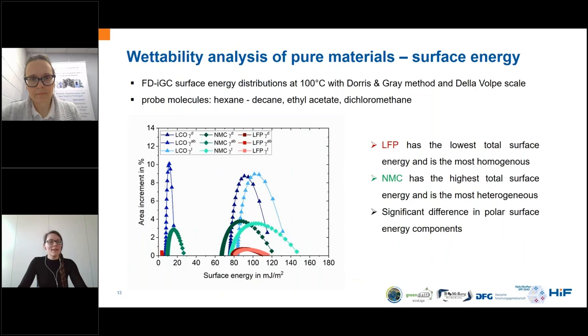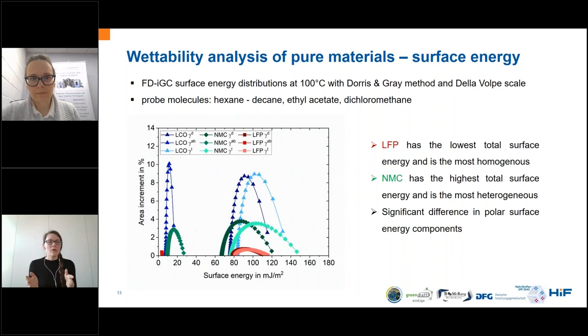Okay, so first I want to start with the surface energy results for the cathode materials. On the top, you see some information on the measurement. We used the finite dilution condition, so we changed the quantity of the probe molecules in order to get the distributions. We measured this at 100 degrees, and the calculations were done with the Dorris-Gray method and the Della Volpe scale. The probe molecules I already introduced to you.